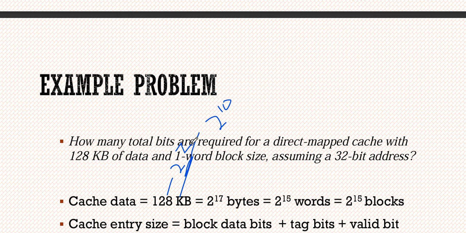I think 2 raised to the power 5 is 32, 2 to the 6 is 64, and 2 to the 7 is 128. So 2 raised to the power 7 times 2 raised to the power 10 is 2 raised to the power 17. That is the total number of bytes you have, right?